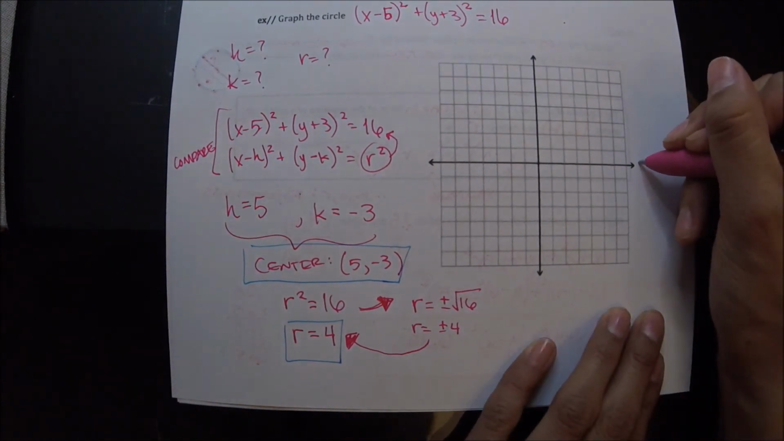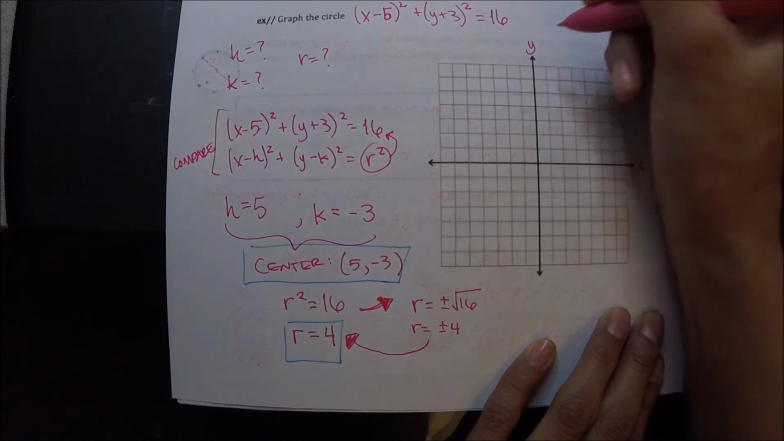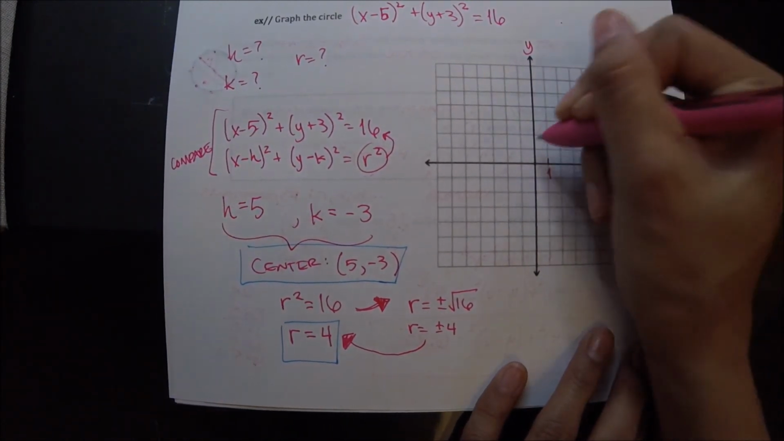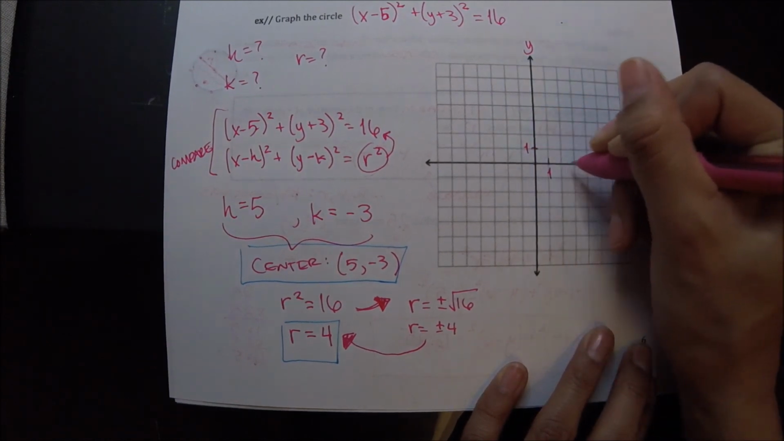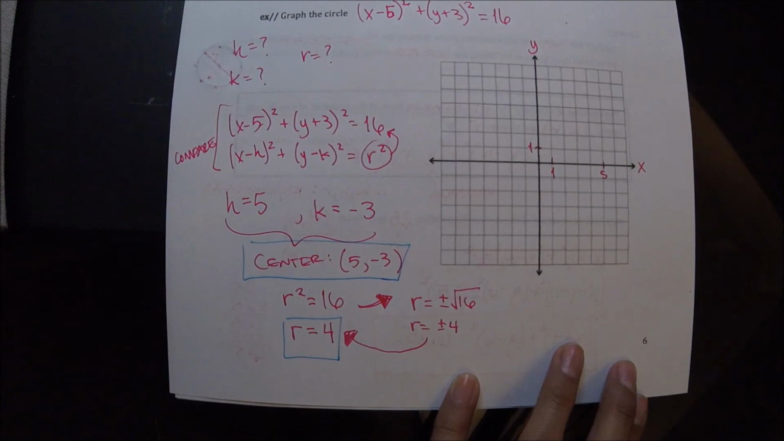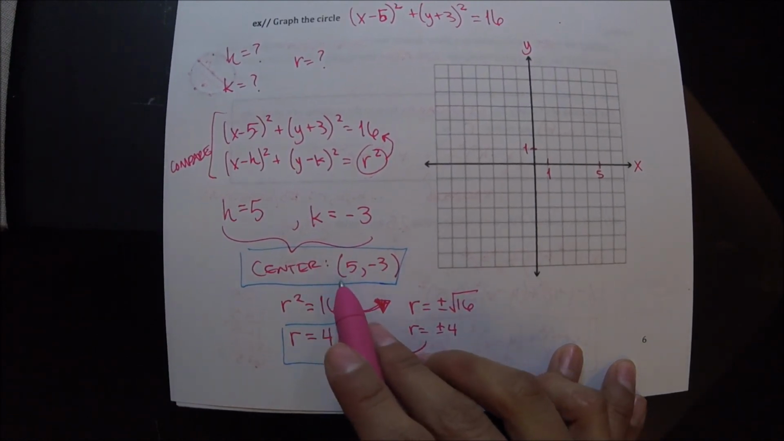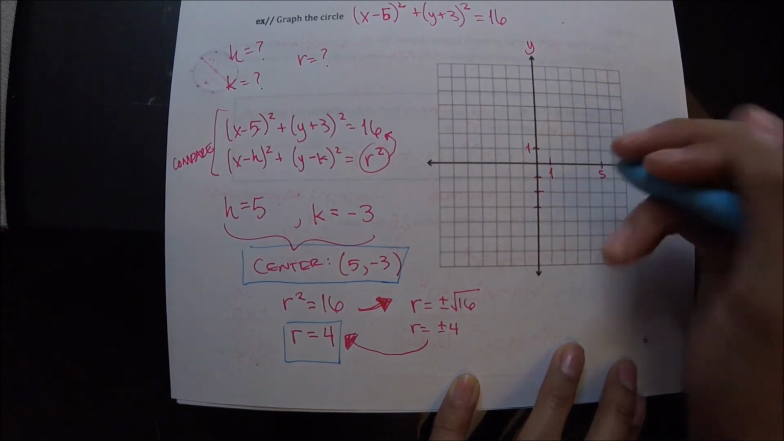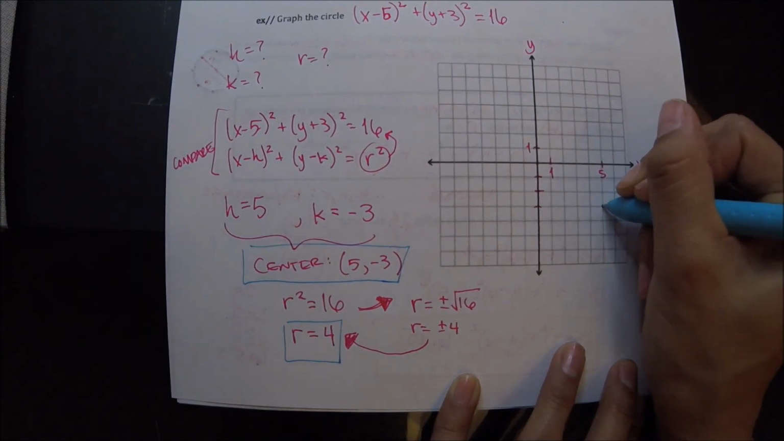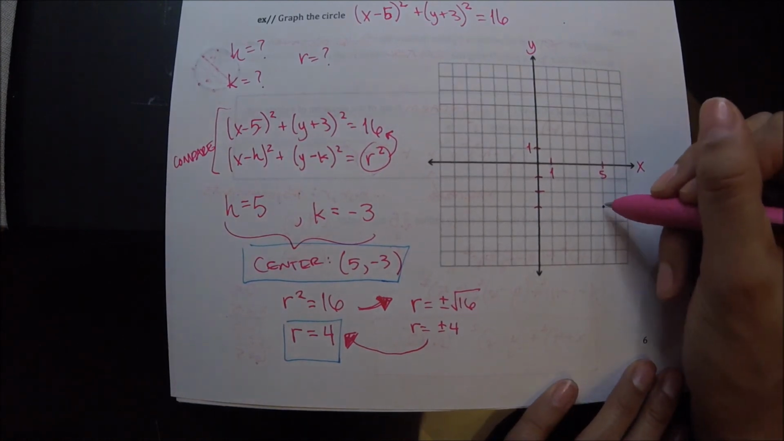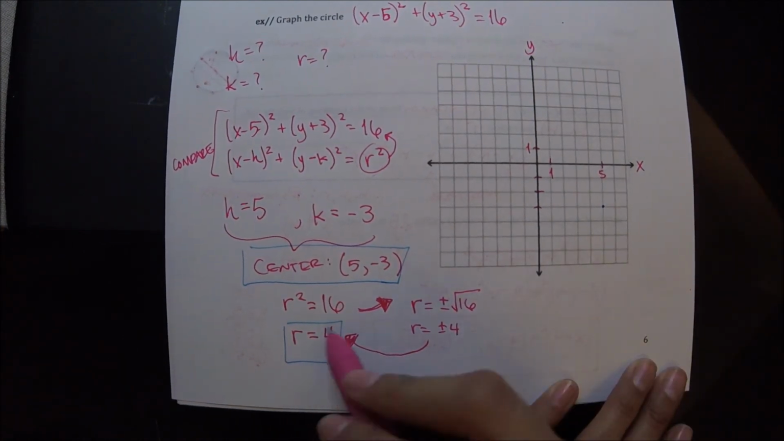And then let's label x and y. Put in my scale, I'm going to go by ones. 1, 2, 3, 4, 5. So I know that my center needs to be at (5, -3). I'm going to do my center in a different color because that's not actually part of the circle. That's just where the middle would be. So that's our center. And then the radius has to be 4.